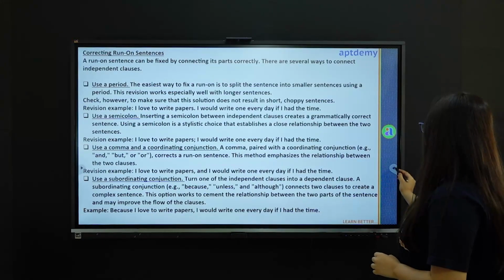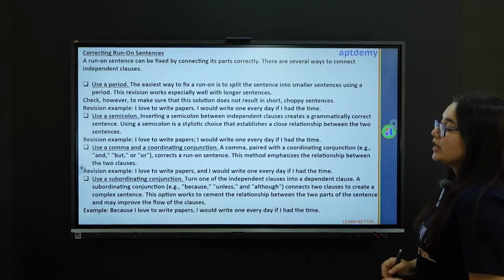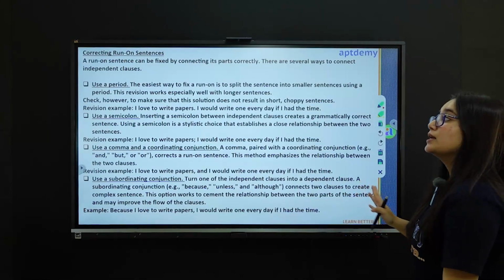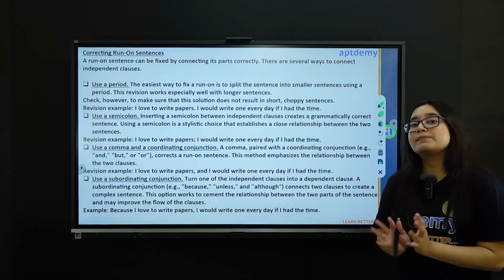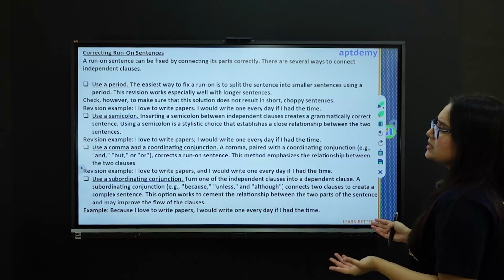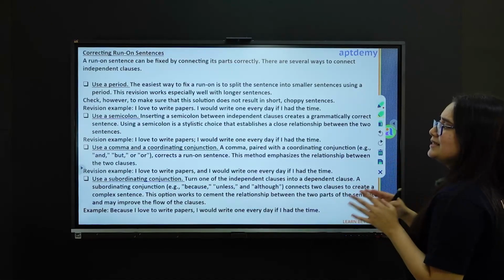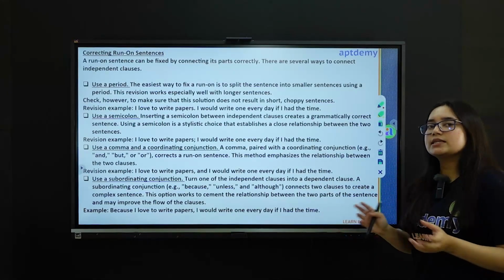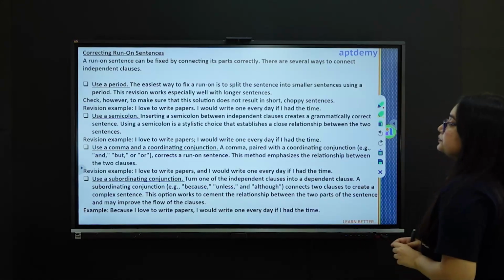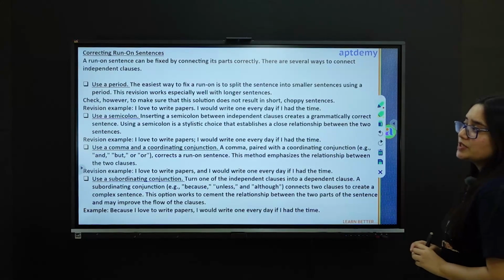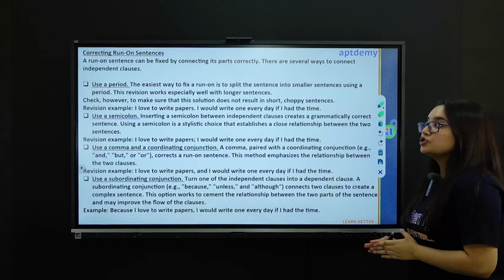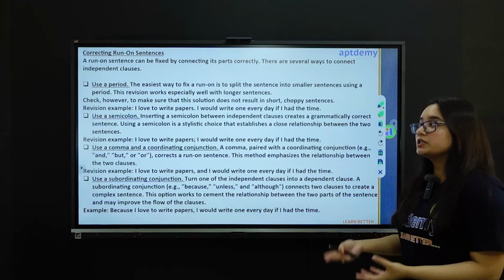Now, how do you correct run-on sentences? There are four basic methods. The easiest way to correct a run-on sentence would be to use a period or a full stop. It works in every case unless the sentence is a continuing sentence and is not beginning with a capital letter. Also make sure that the resultant should not be choppy sentences. So make sure that you are using a period where it is required.